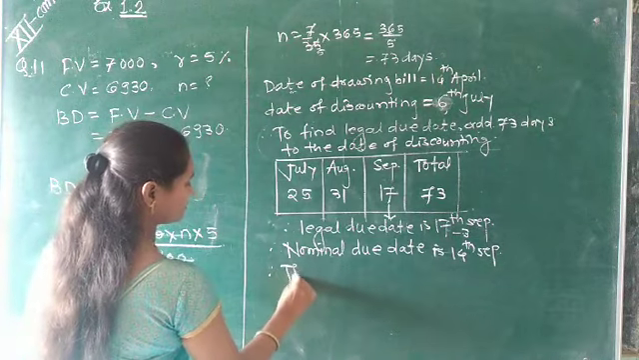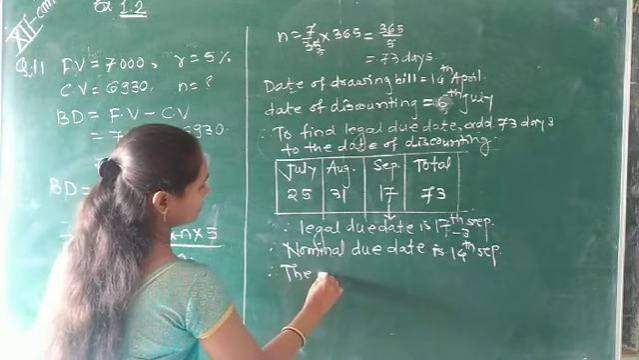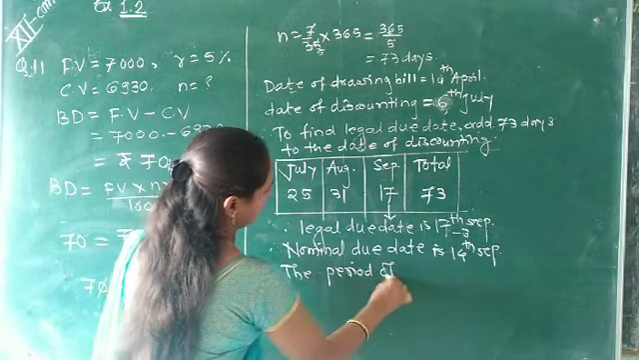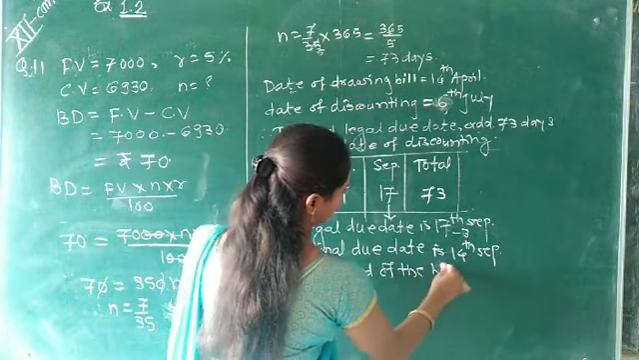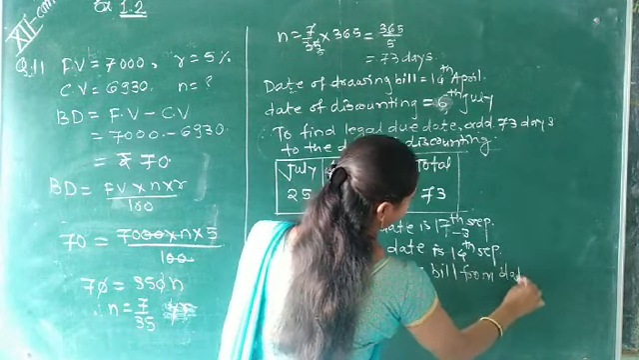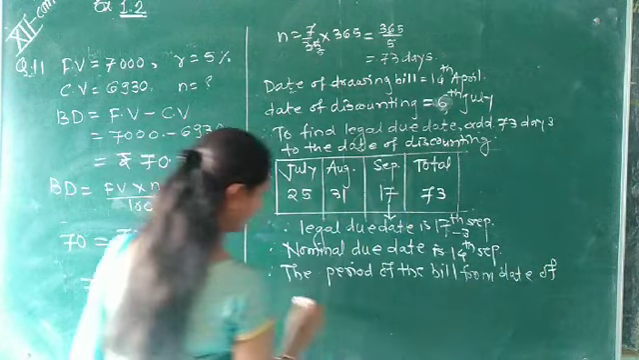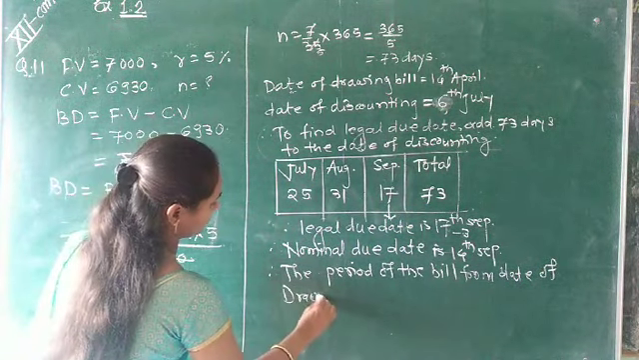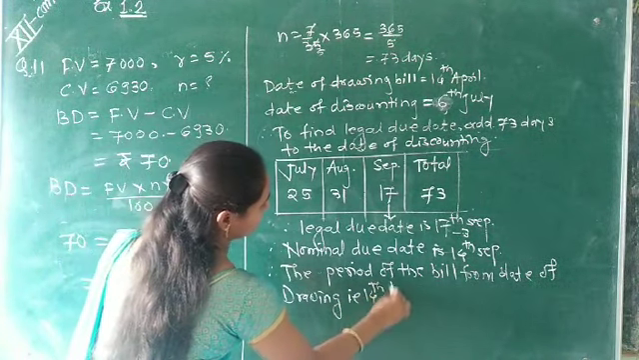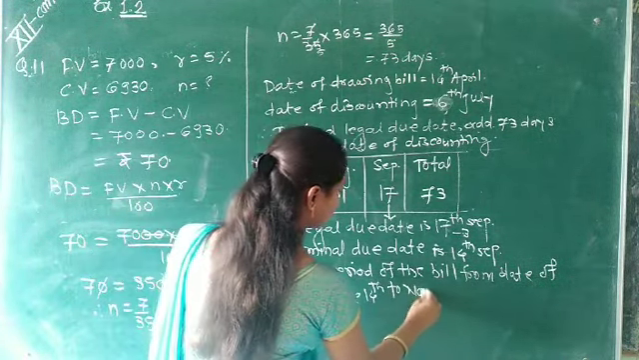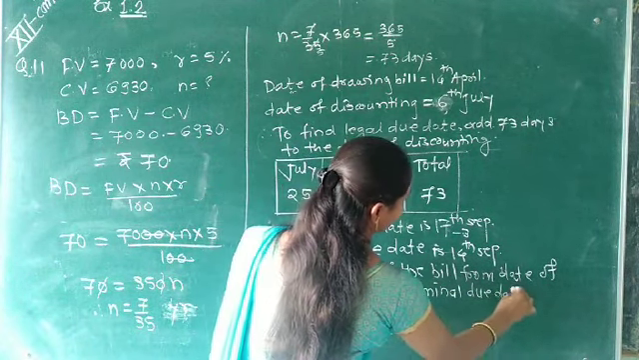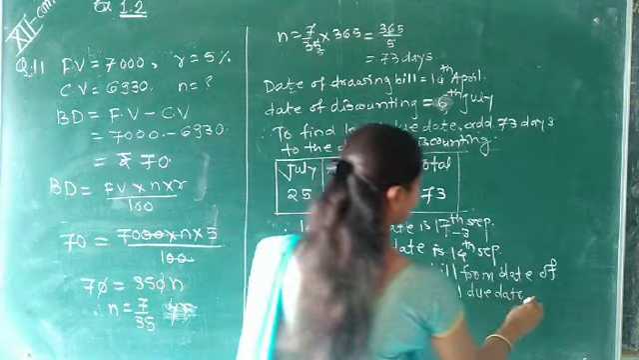Therefore, the period of the bill from date of drawing, that is 14th April, to nominal due date, that is 14th September.